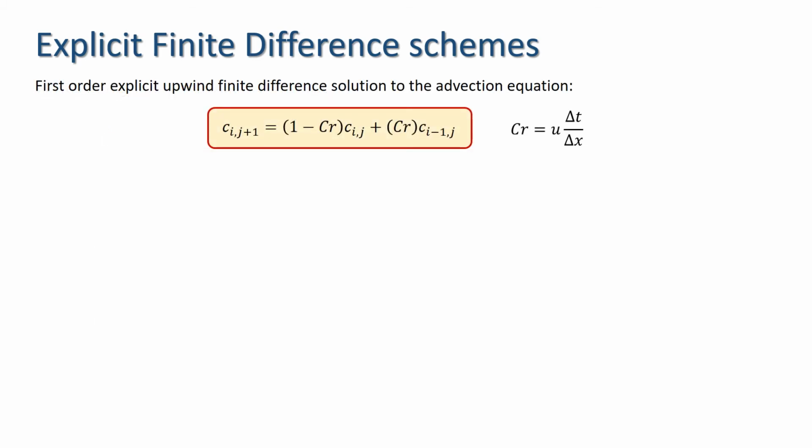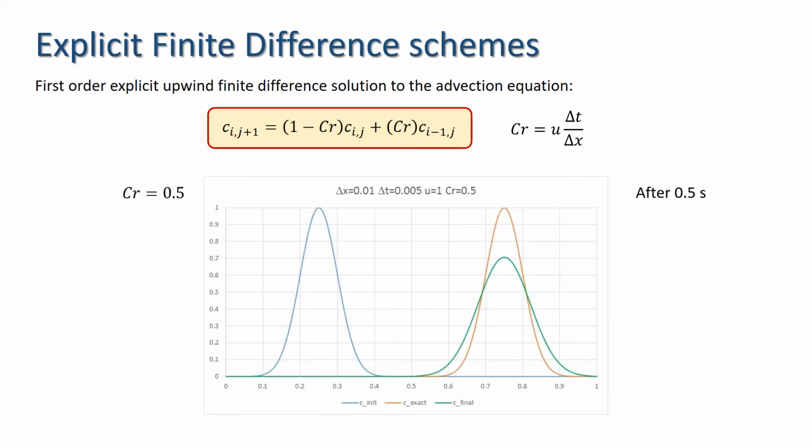Okay, so we have our scheme, and we've thought a bit about how it's implemented. Now let's have a look at how it behaves when we put some numbers into it. In this first example, we have a value of the non-dimensional parameter, the Courant number, of 0.5. The graph shows both the numerical solution obtained using this scheme and the exact solution.